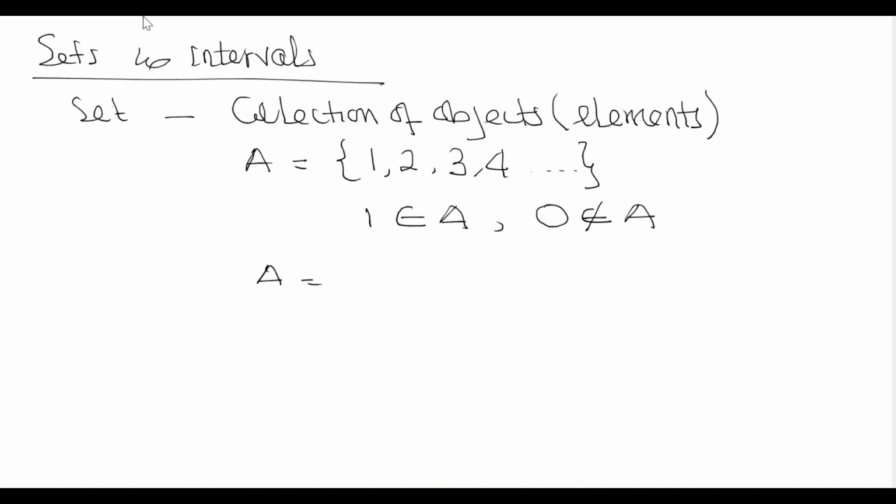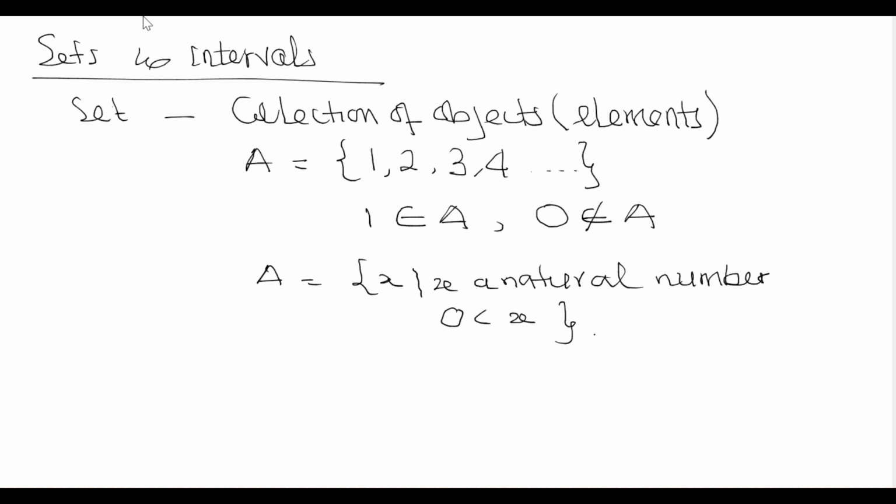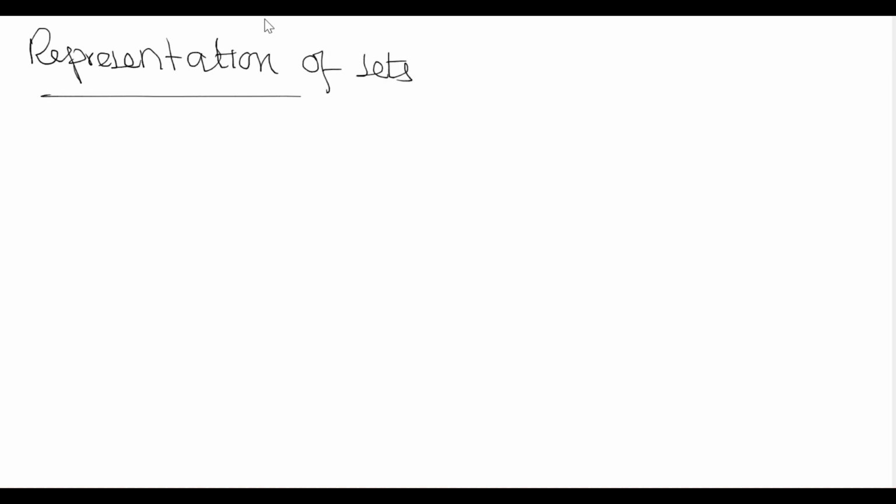So we need to know these symbols. Then A, this is another notation. We can say that A is the set of X such that X is a natural number that is greater than 0. Or we can say X is such that X is a natural number. So then we're talking about the whole set. We can still look at other aspects to this, which is representation of sets.